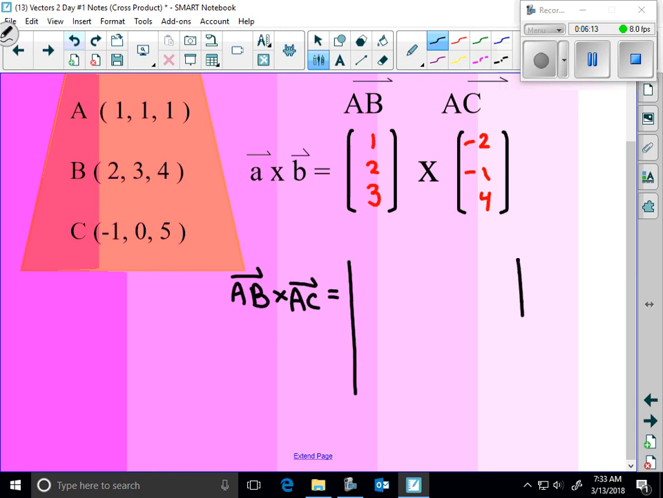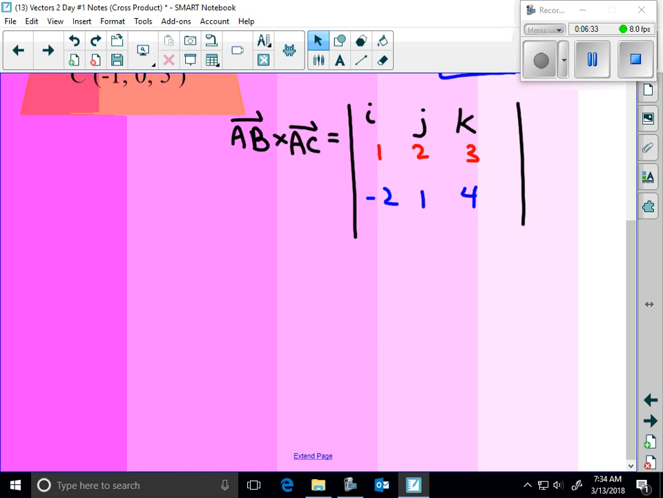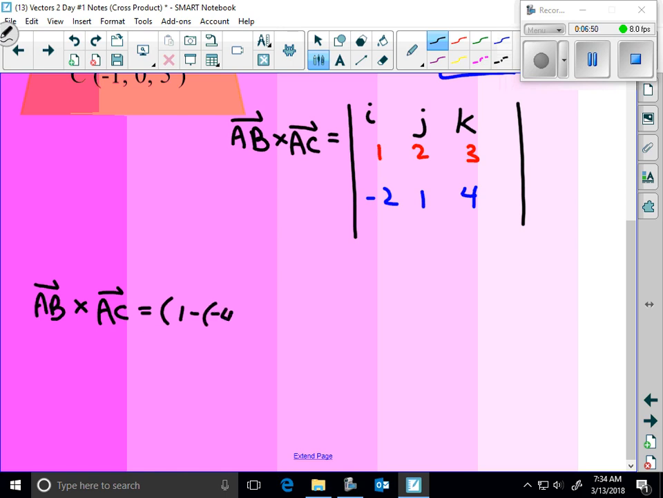that's going to mean I want my components I, J, and K. So my components of AB are 1, 2, 3. My components of AC are negative 2, 1, 4. Now I use the same method I used on the previous page, except now with numbers. So AB crossed with AC, again, cross is different than dot product, is going to be 1 times 1, which is 1, minus negative 2 times 2, which is negative 4. That'll be your I component.